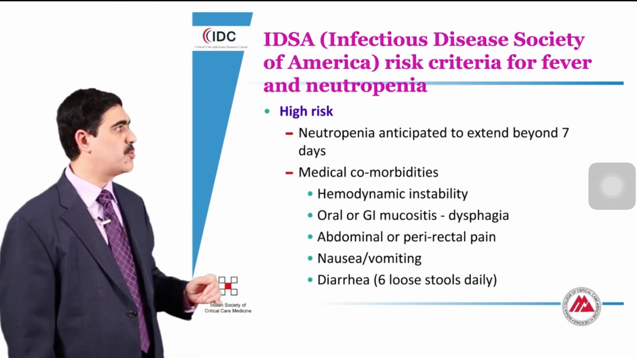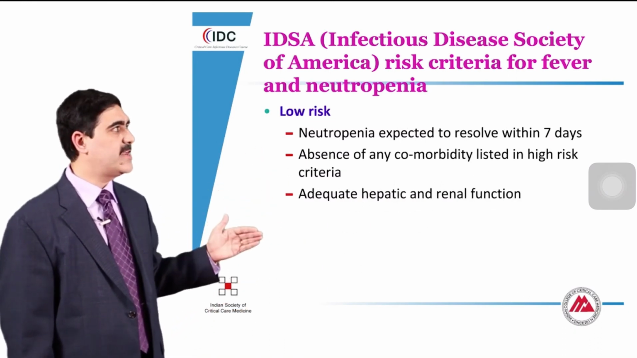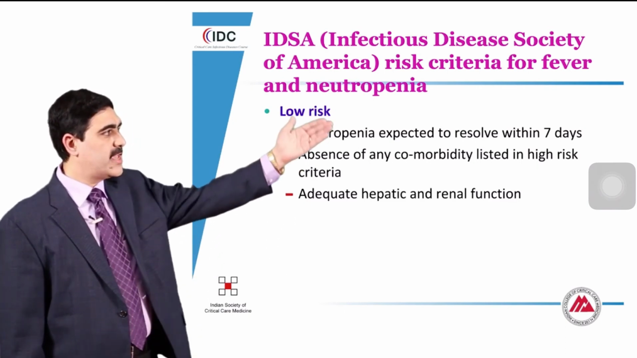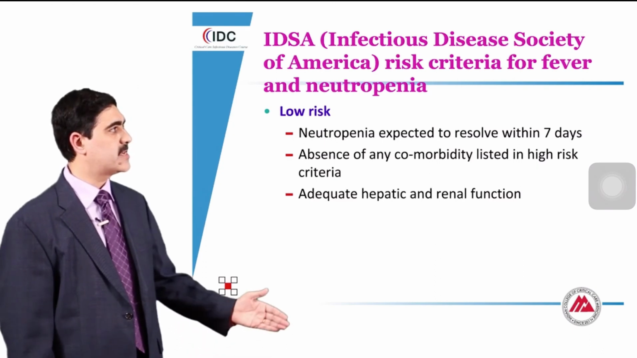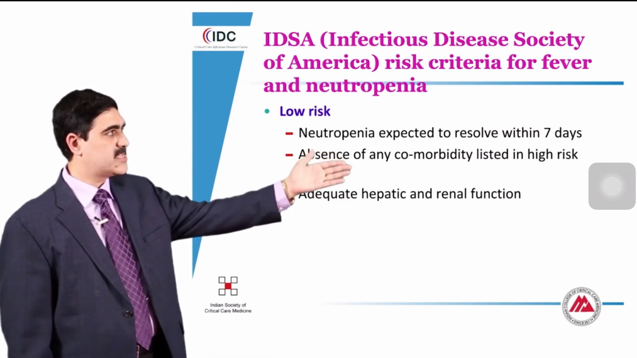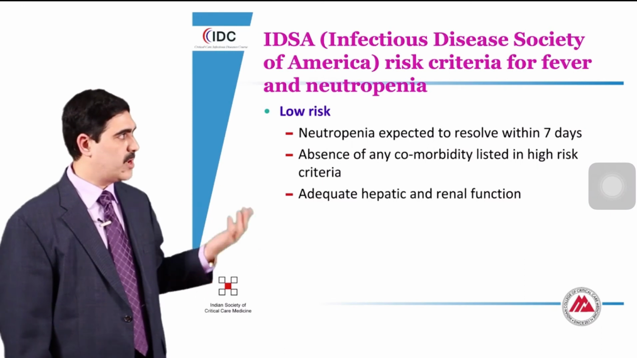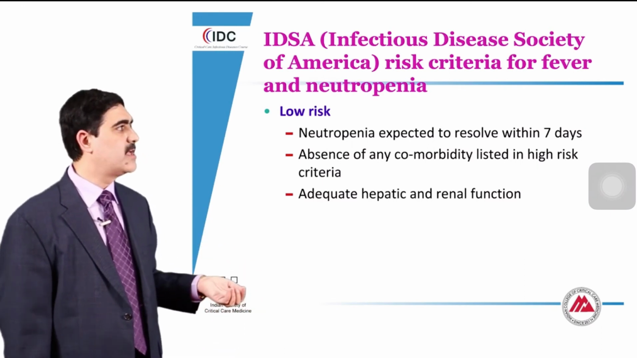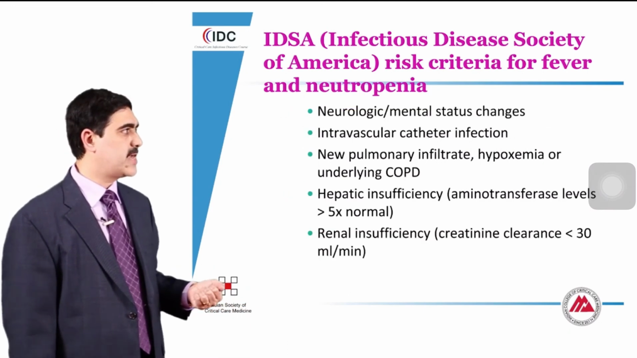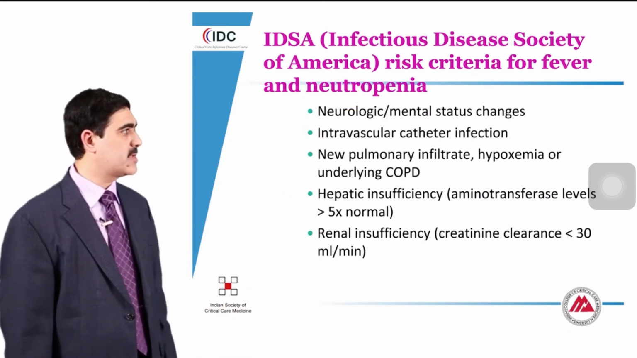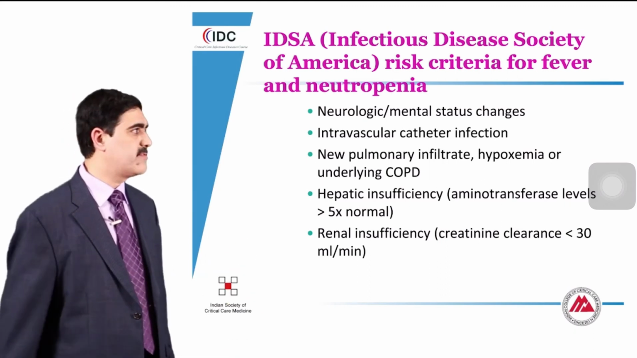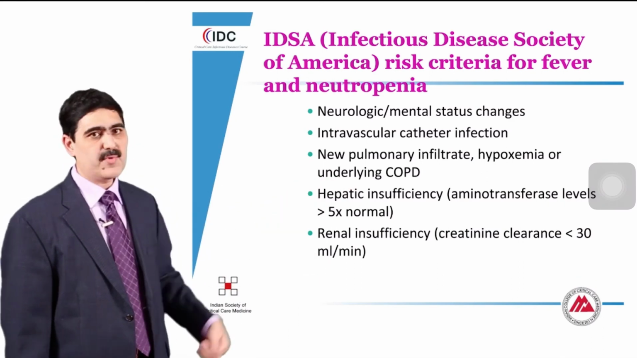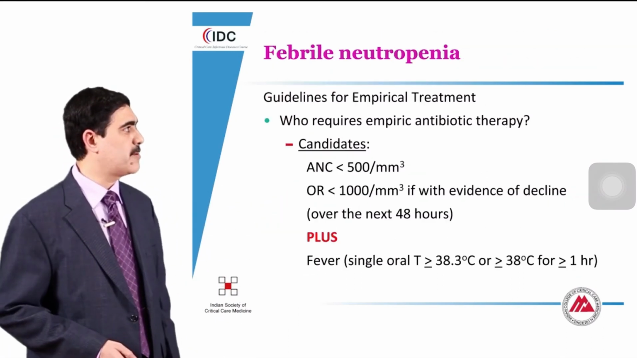The higher risk group is those who are likely to remain neutropenic for an extended period, more than 7 days, or if they have any of the medical comorbidities that are listed, whether it is hemodynamic instability, mucositis, oral or GI, abdominal or perirectal pain, nausea, vomiting, diarrhea, any neurological changes or mental status changes, those who have intravascular catheter infections, new pulmonary infiltrate, hypoxemia, those who have underlying COPD, or if they have hepatic or renal insufficiency.